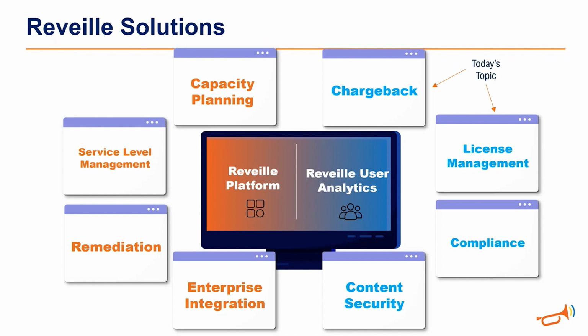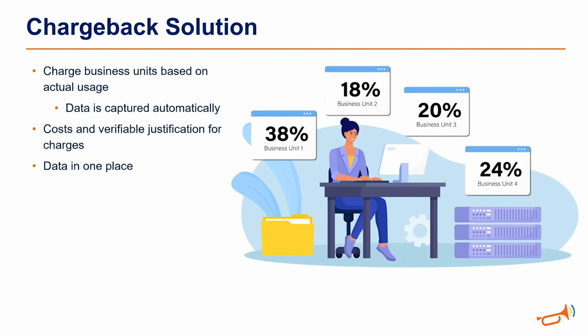Today, we're going to concentrate on chargeback and license management. The first solution I want to talk about today is what we call our chargeback solution. Reveille, because it's already capturing user usage and system usage information, has the ability to help customers charge back the different lines of business or agencies or departments that are utilizing Captiva. So instead of taking a lump sum and charging back their respective business units and divvying up the pie equally, we can actually determine which departments should be billed based upon the information that we're gathering.